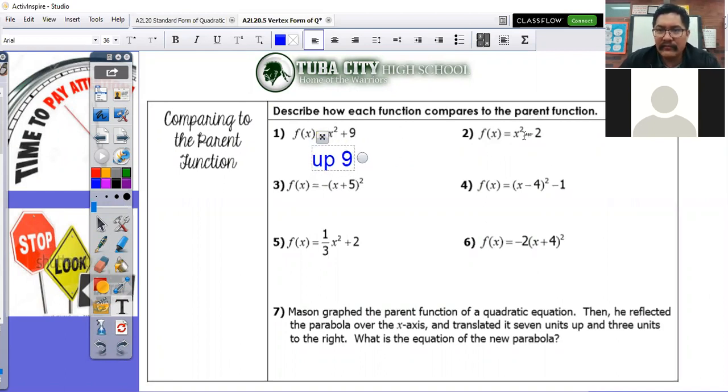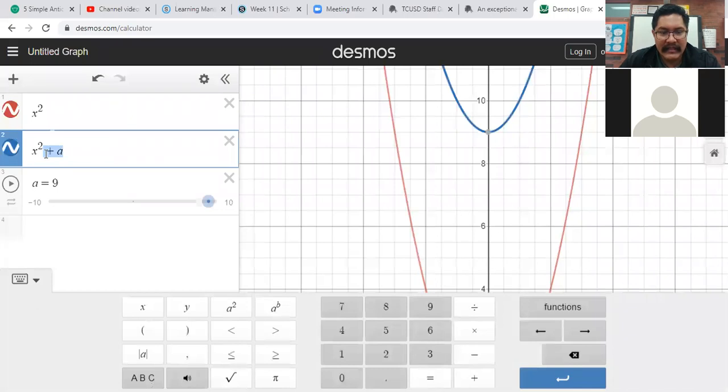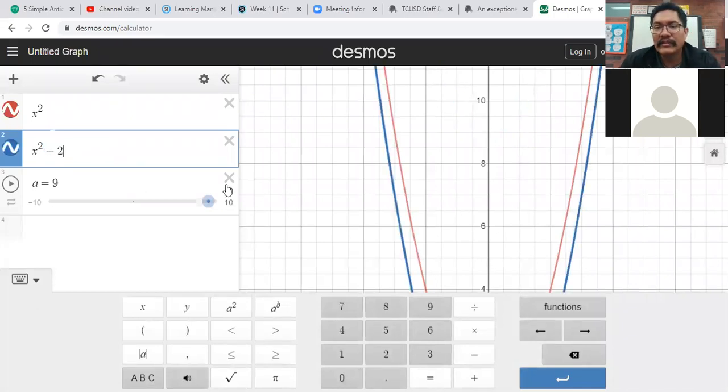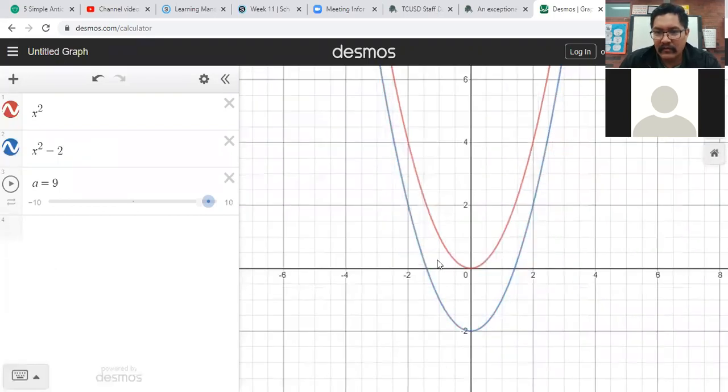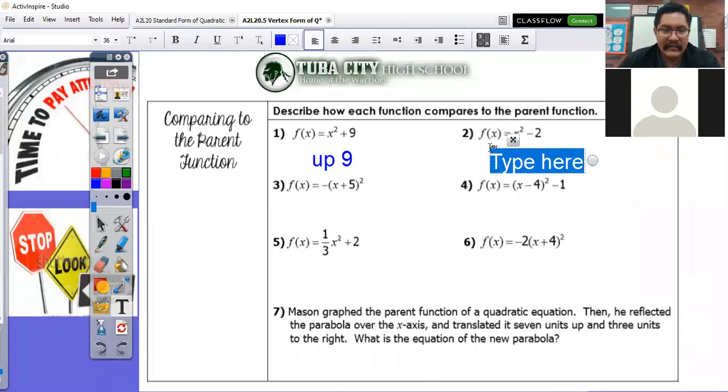Let's see what happens if we change that to a -2. I'm going to erase the a here. I just did that so you could see that the graph was the same shape, it's just moved. The red one is our parent function, and the blue one is the transformation. So here, when I push -2, the graph goes down. So we know that this is a down 2 change.